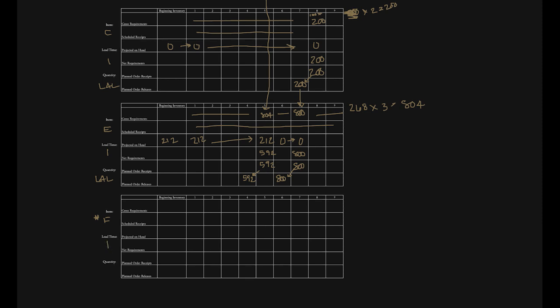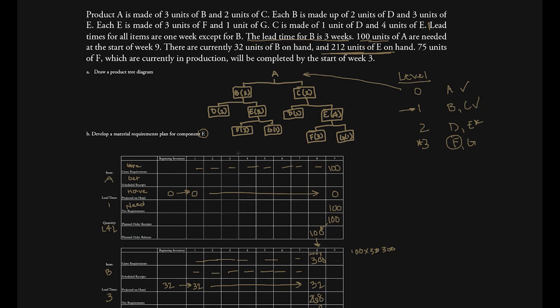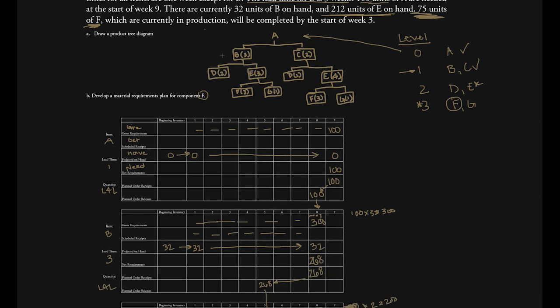We know lead time is 1, lot for lot ordering because nothing is mentioned. But going back up to the problem, there is something we need to notice. There's 75 units of F which are currently in production that are going to be completed by the start of week 3. So 75 units currently being produced, they're going to be completed and given to us, is basically what that implies, by the start of week 3.